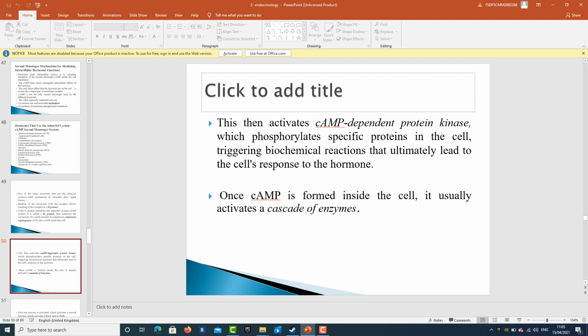This leads to the activation of cyclic AMP dependent protein kinases, and these kinases lead to phosphorylation of specific proteins in the cell, triggering the biochemical reactions which ultimately lead to the cell's response to the hormone. Once the cyclic AMP is formed inside the cell, it usually activates a cascade of enzymes.